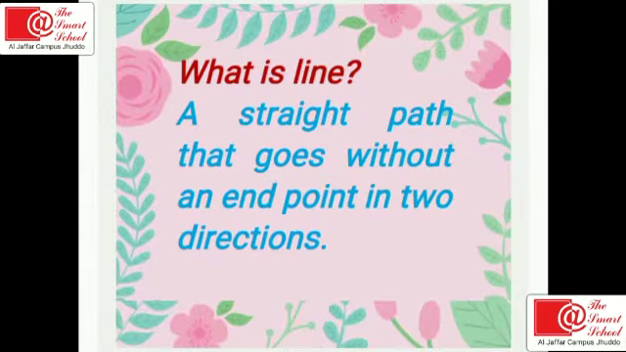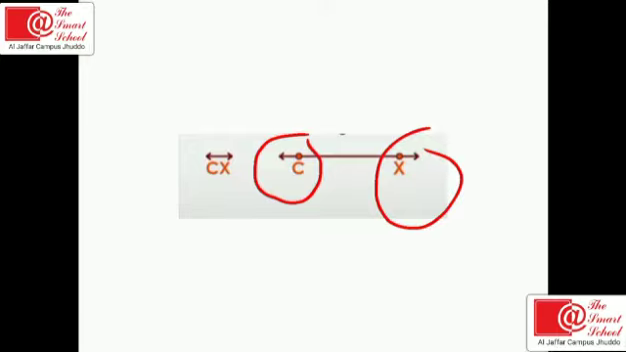What is a line? A straight path that goes without endpoints in two directions. It means when points join together and extend indefinitely in two directions, the line doesn't have any ending points. That's why we use arrowheads at both ends of the line. It travels in both directions and the line doesn't have any ending point.